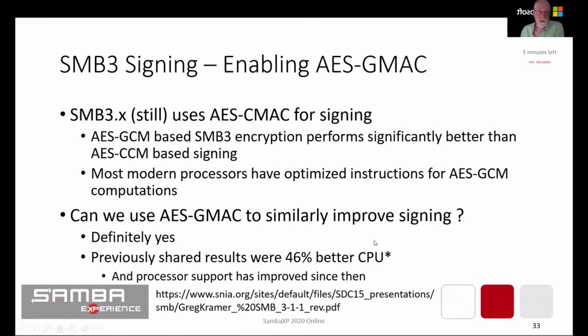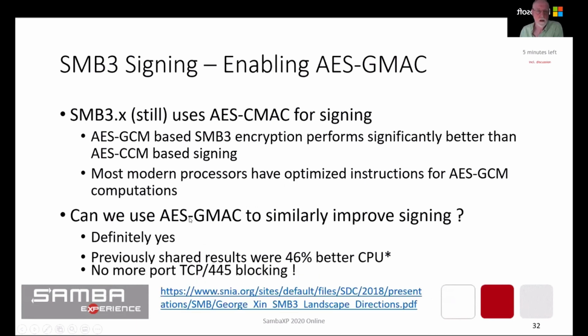Signing, we talked about this several years ago. SMB3 still uses CMAC for signing. We have a GCM, a GMAC, AES GMAC encryption technique, which is far faster than even CCM-based signing. Encryption is faster than signing. That's what we're seeing. And most modern processors have a big speed up.